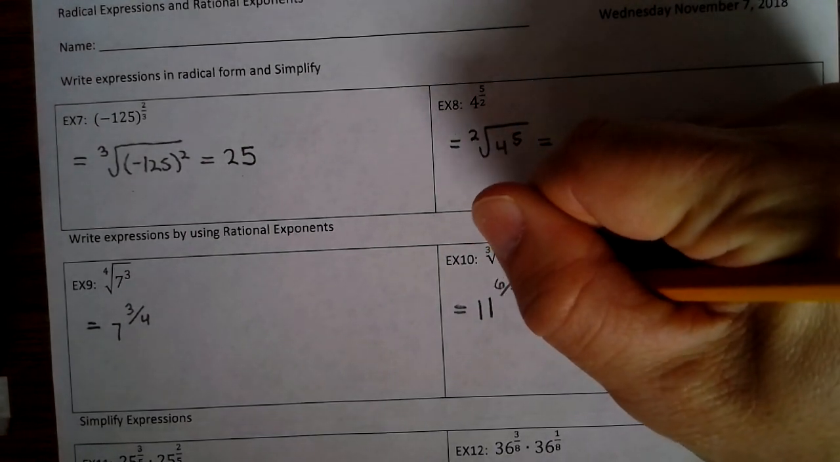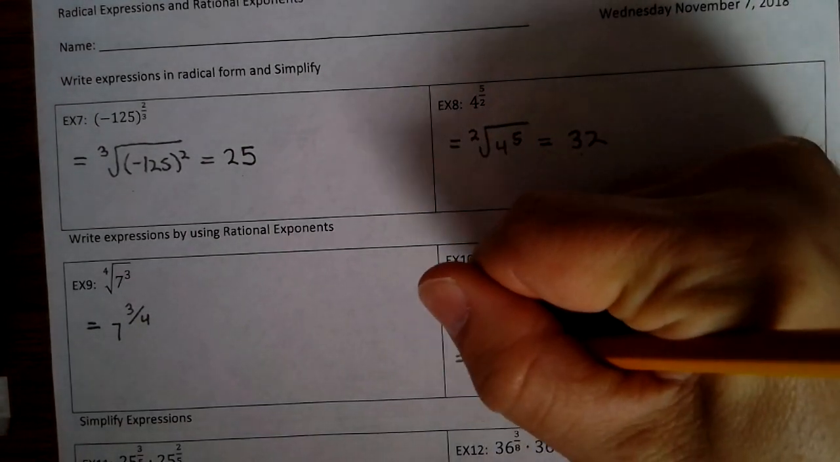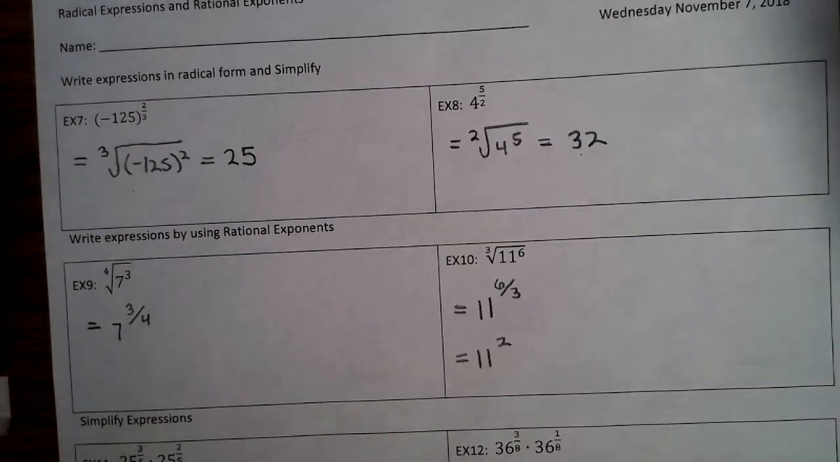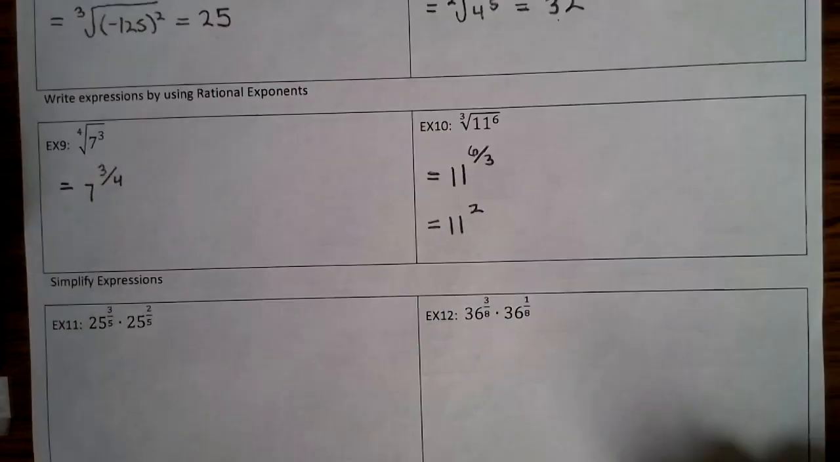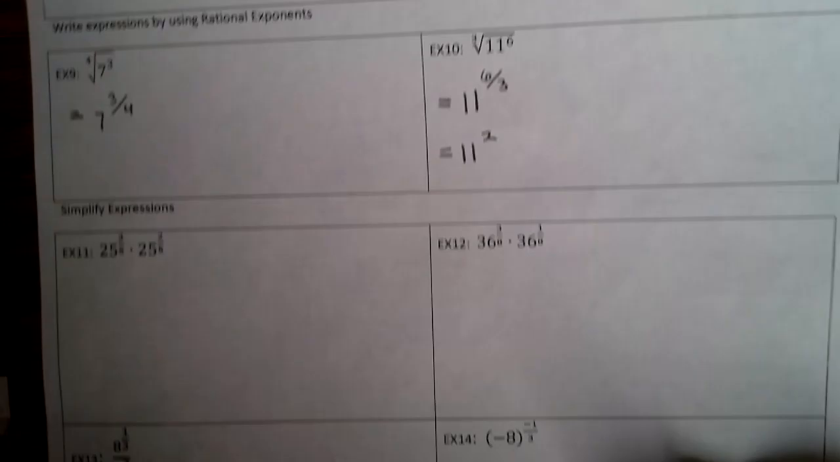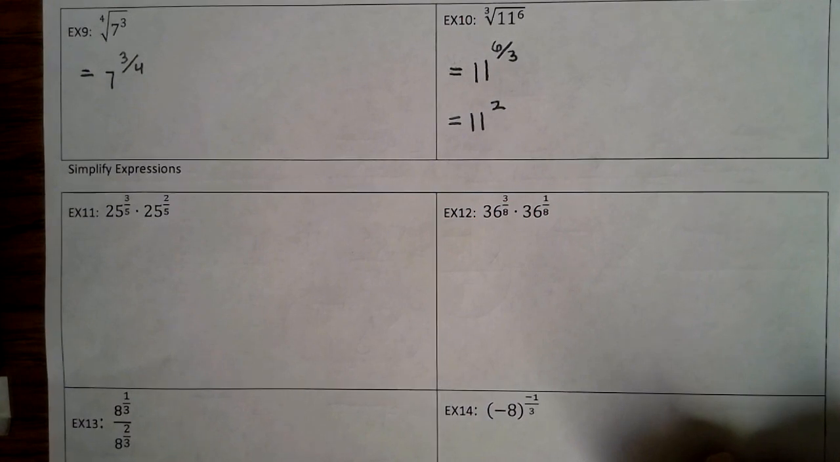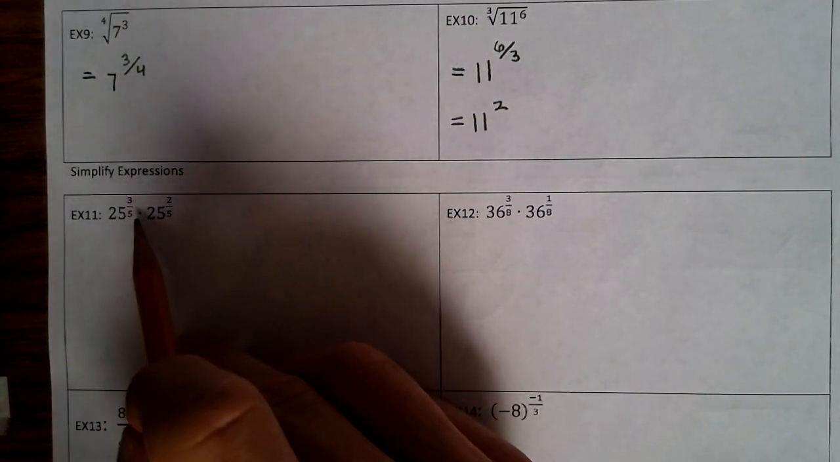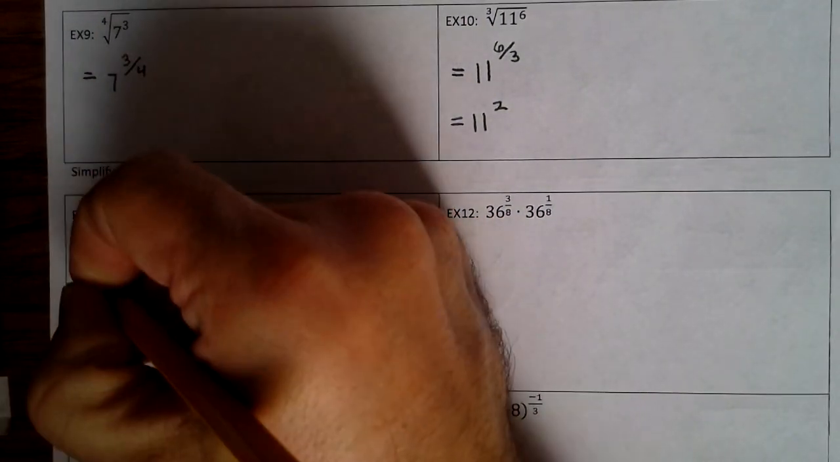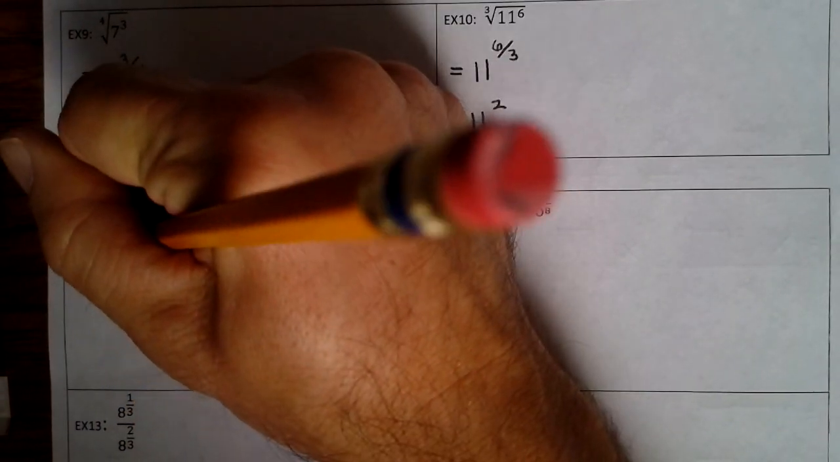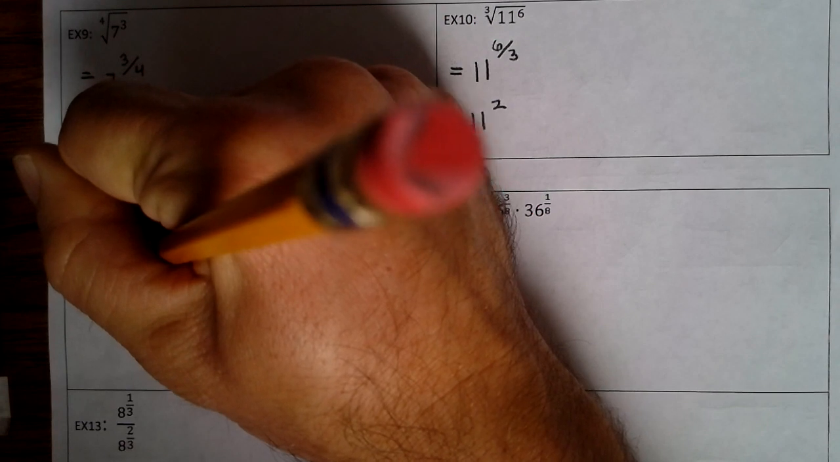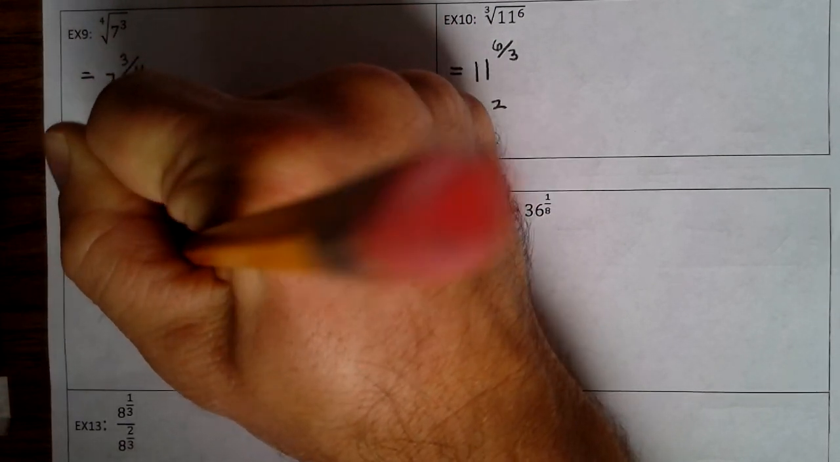All right, example 11. Simplify this expression. Now remember, if you're multiplying, you add the exponents. So this becomes 25 to the 3/5 plus 2/5, which equals 25 to the 5/5, which equals 25 to the 1st power, which is just 25.